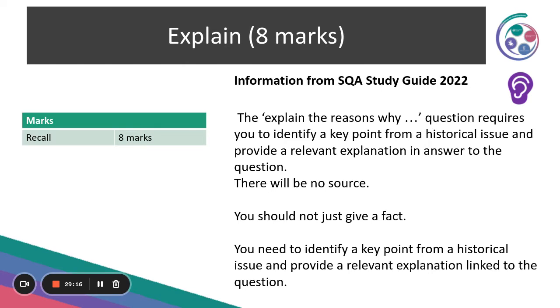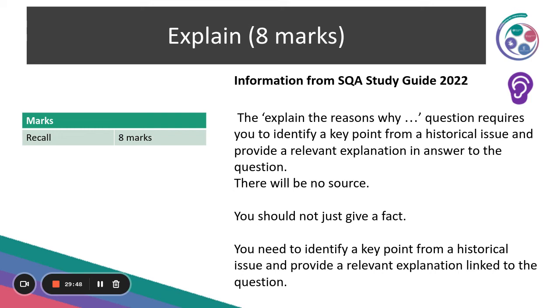So the next question is the explain question. Again, this was added quite recently, but you'll have done this question or ones like it in National 5. This comes from the SQA Study Guide. The "explain the reasons why" question requires you to identify a key point from a historical issue and provide a relevant explanation in answer to the question. There will be no source. Do not just give a fact. You need to identify a key point from a historical issue and provide a relevant explanation linked to the question.